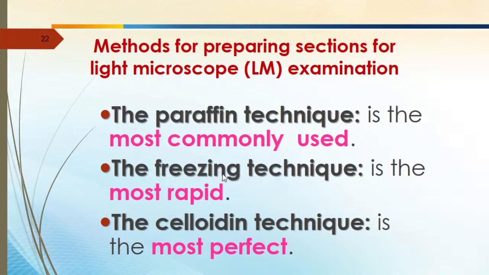The second is the freezing technique. It is the most rapid, but has some disadvantages. It has some advantages for biochemical investigation, but some disadvantages with the quality of these investigations, which we will discuss a little later. Next, the celloidin technique is the most perfect, but modern methods ordinarily use the paraffin technique.